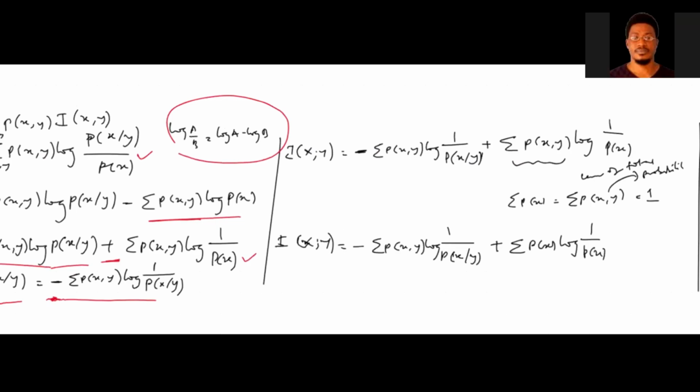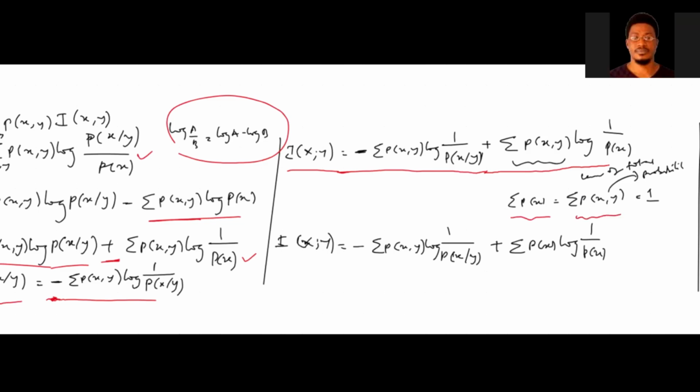Okay. Now, if that makes sense, then it means that we can now represent our activities such that the mutual information will now be the same as negative sigma P of X, Y log 1 over P of X given Y, plus this expression, plus sigma P of X, Y log 1 over P of X. Okay, so let's not forget this negative sign.